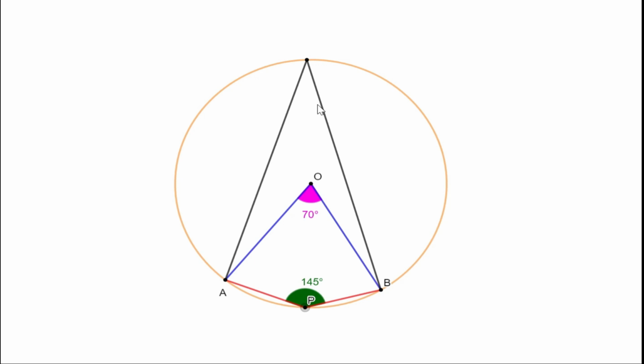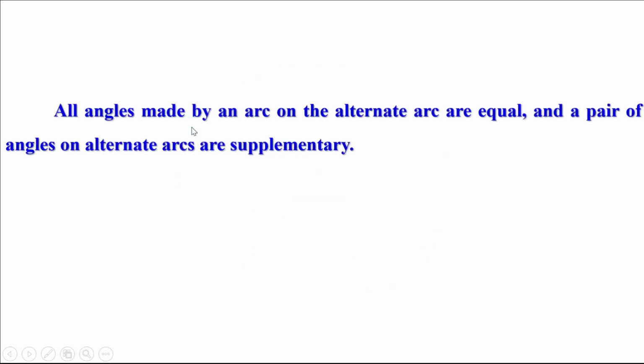Or we can say a pair of angles on an arc and its alternate arc are supplementary. So we have seen 2 points now. All angles made by an arc on the alternate arc are equal, and a pair of angles on alternate arcs are supplementary. Now let us take a figure, a circle and a chord.